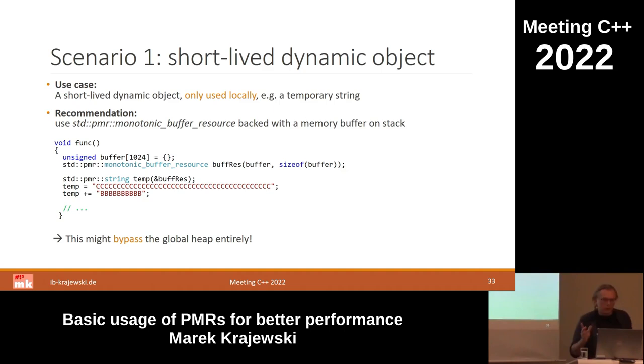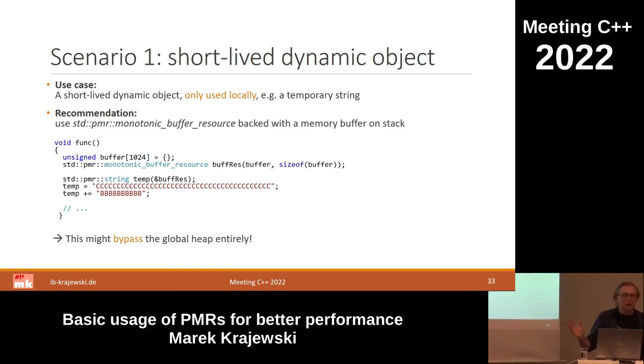Now let's get a little bit more specific. I have a couple of scenarios. Scenario one: we have a short-lived dynamic object, locally, some string or some vector, and we have to build it up and then accumulate values over it, and then we don't need it anymore. So we can just use a monotonic buffer resource backed with a local memory buffer on the stack. We just define an unsigned char buffer of some length, don't call alloca or anything, and then give it to this monotonic buffer resource. This resource has a slab of memory and will bump up the pointer on each allocation. And at the end, it will just rewind the pointer.